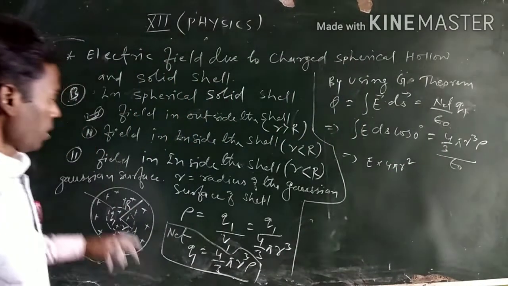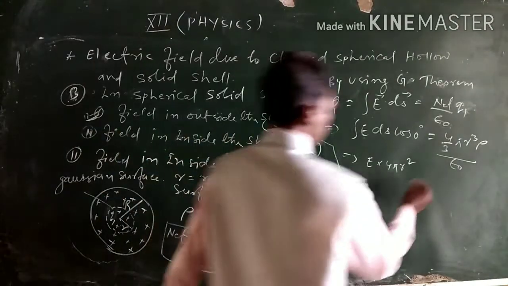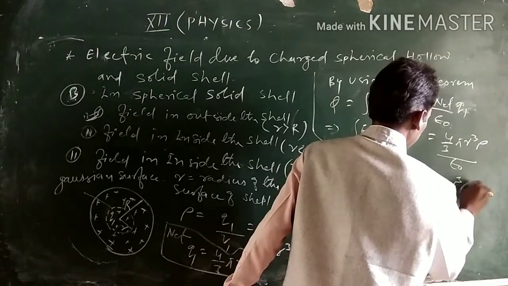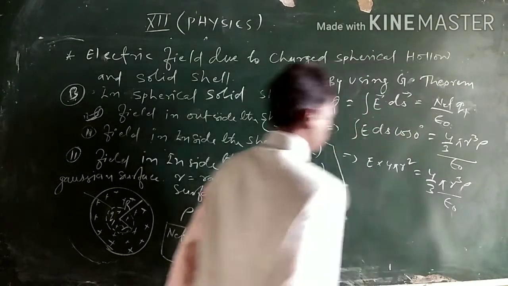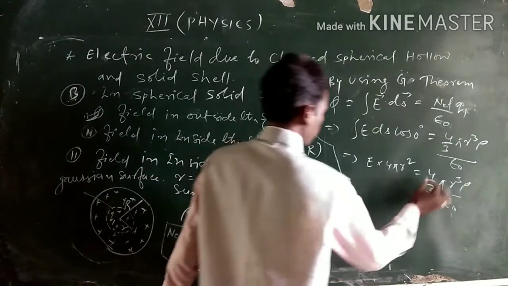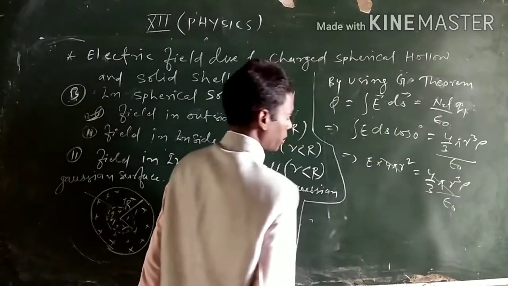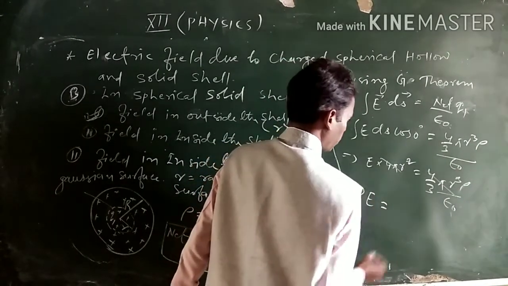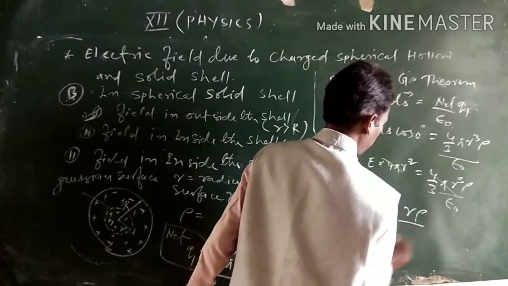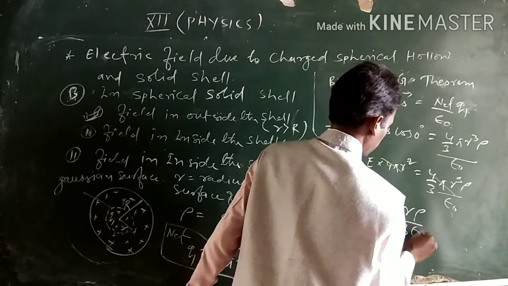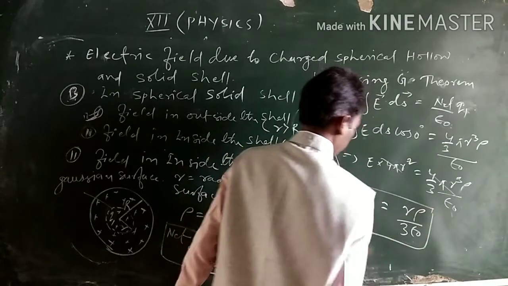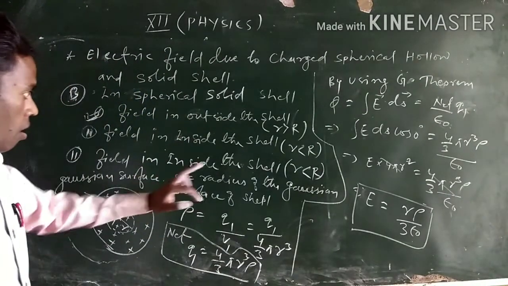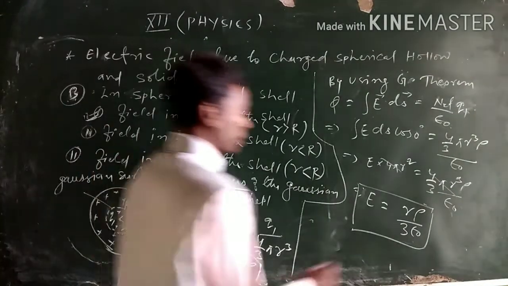In place of ds we have to take this one, equal to 4 by 3 pi r cube rho divided by epsilon naught. Some terms are going to cancel out over here, 4 pi, and 4 pi r square with r cube, that means E is equal to r rho divided by 3 epsilon naught. This is the electric field inside the solid spherical shell. This one inside.